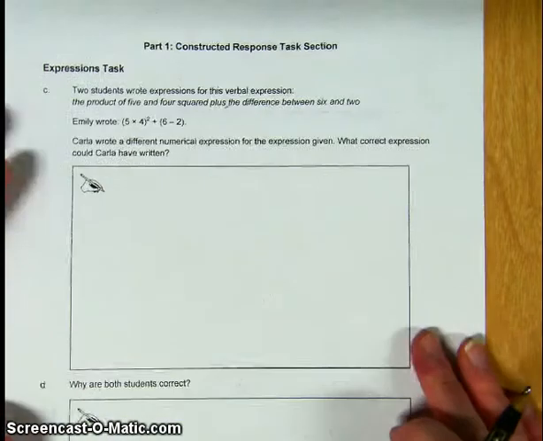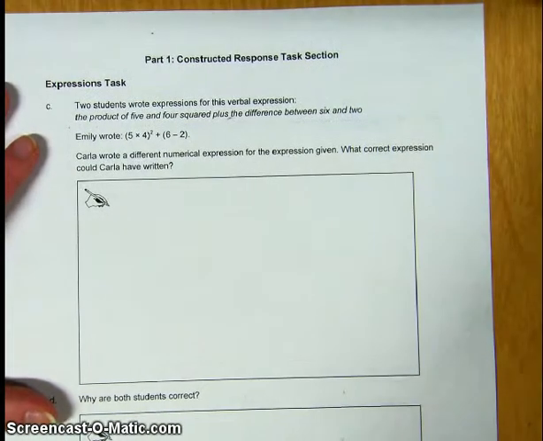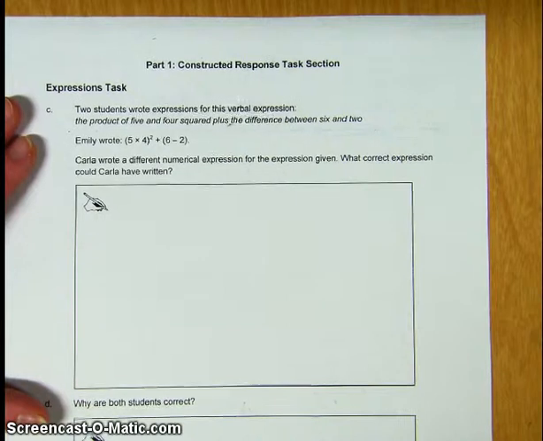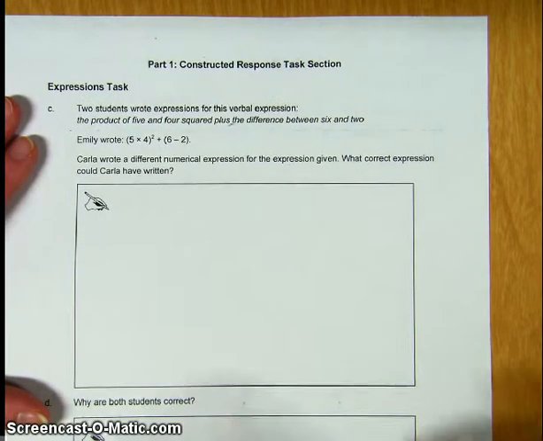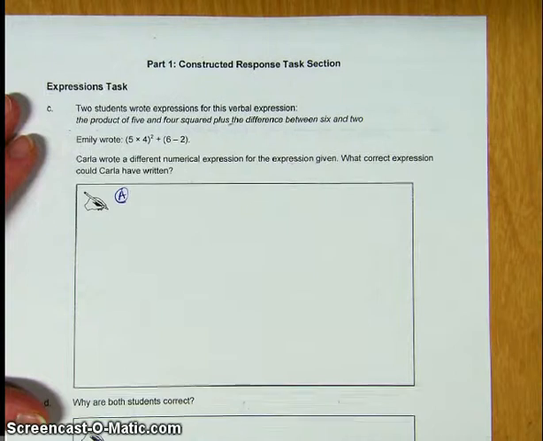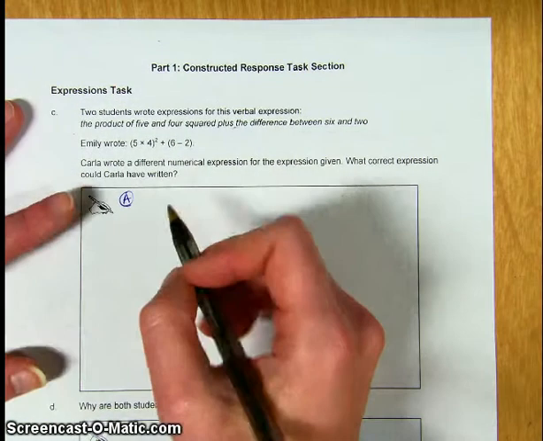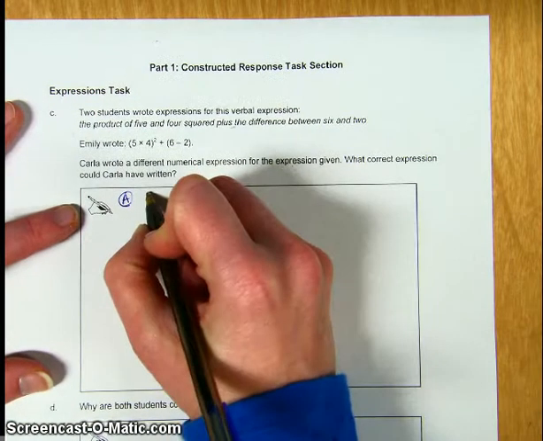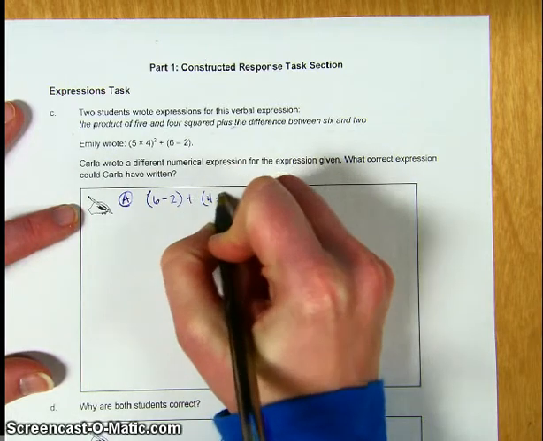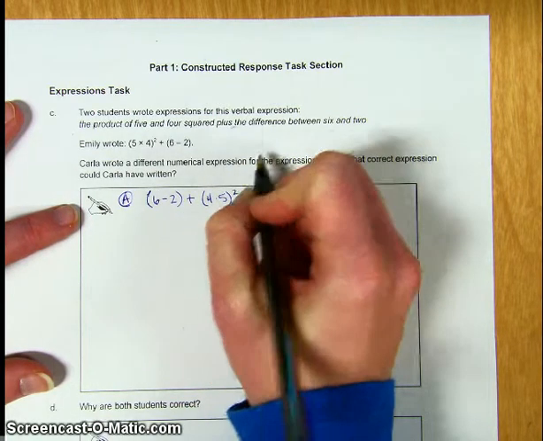Over on the back, Carla wrote a different numerical expression for the expression given. What correct expression could she have written? We came up with several for these. The first one that we came up with is 6 minus 2 plus 4 times 5 to the second power.